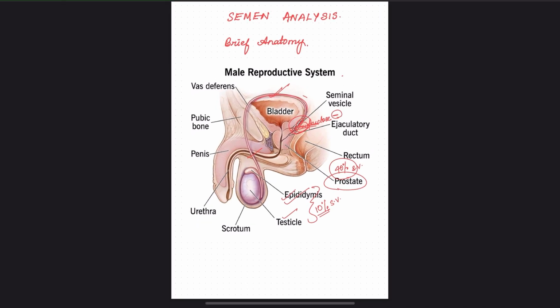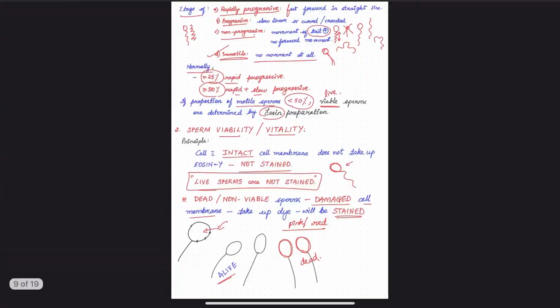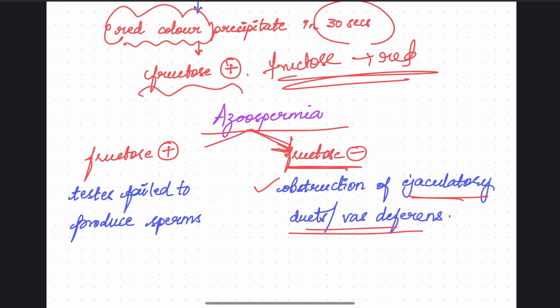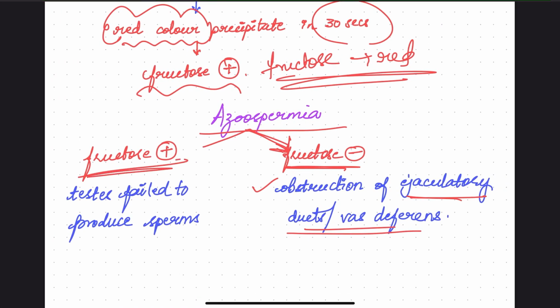If fructose is present, that means the seminal vesicles are functioning well. So the testes have failed to produce the sperms. The problem is with the testes. There's no problem with the seminal vesicle.